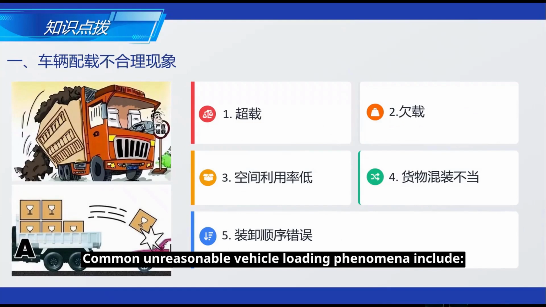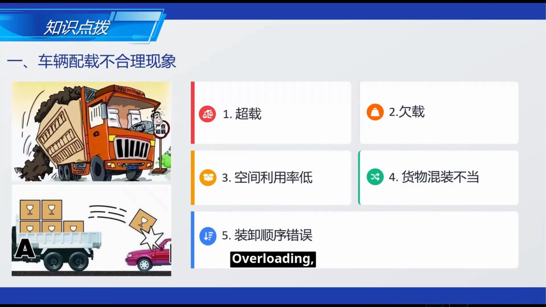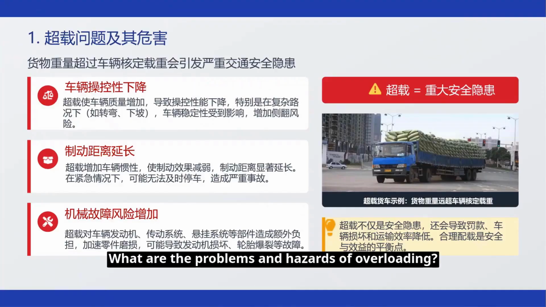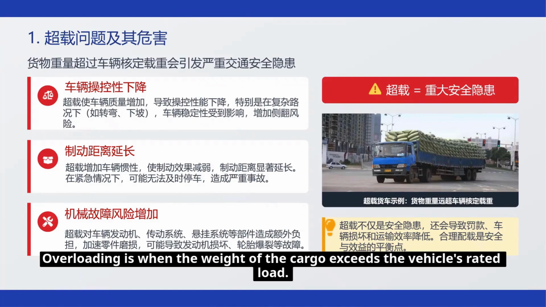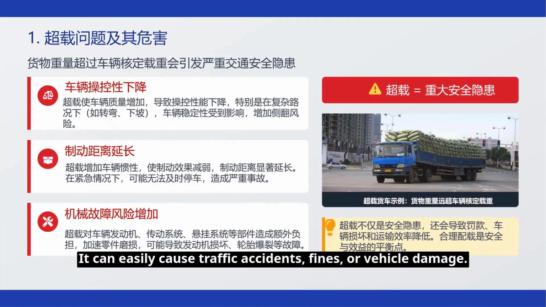Common unreasonable vehicle loading phenomena include overloading, underloading, low space utilization, improper mixed loading, wrong loading/unloading order, etc. What are the problems and hazards of overloading? Overloading is when the weight of the cargo exceeds the vehicle's rated load. It can easily cause traffic accidents, fines, or vehicle damage.